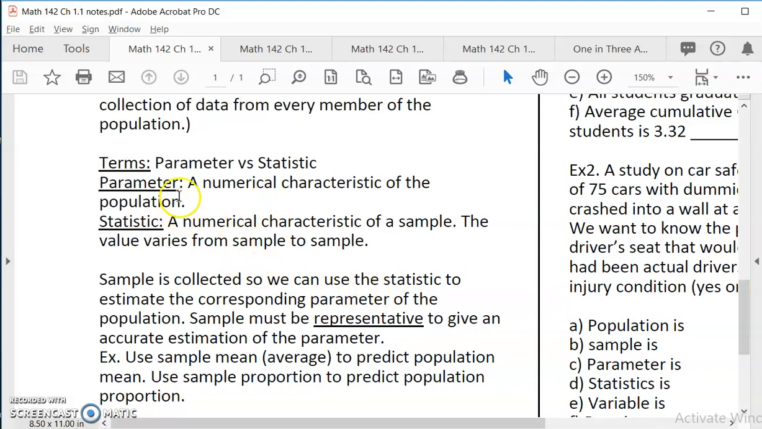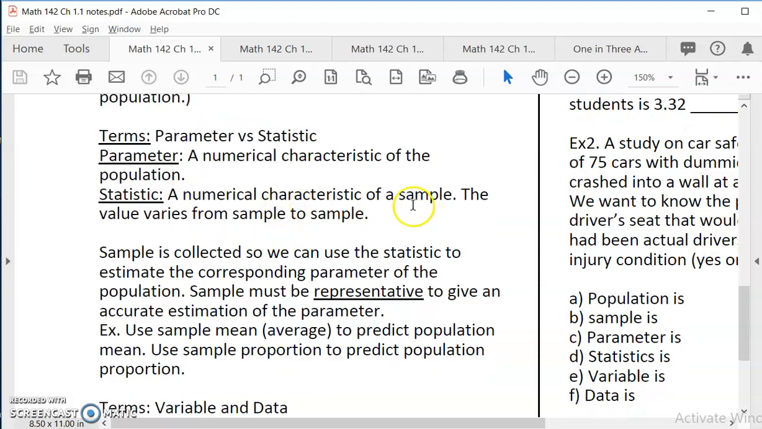Okay, so the two other terms that we want to cover are parameter versus statistic. These two are very common English words. Well, statistics is actually the name of the branch of study that we are doing. A parameter is a numerical characteristic of the population. So 1/3 of all Americans, this 1/3 or 33%, is a parameter of the population. A statistic is the same characteristic of a sample, but you collect it from the sample. So 33% is the statistic because you calculate it from the sample.